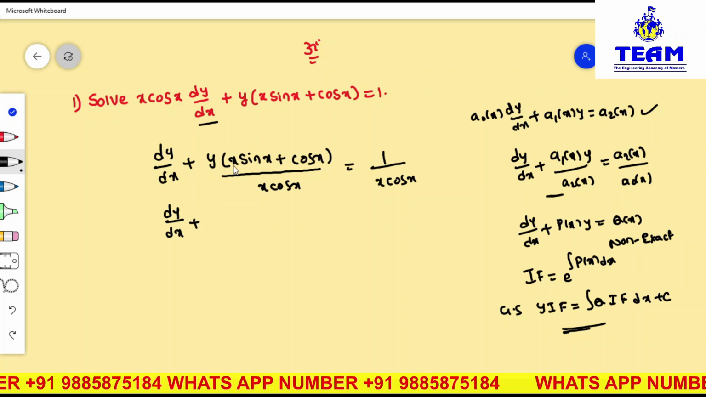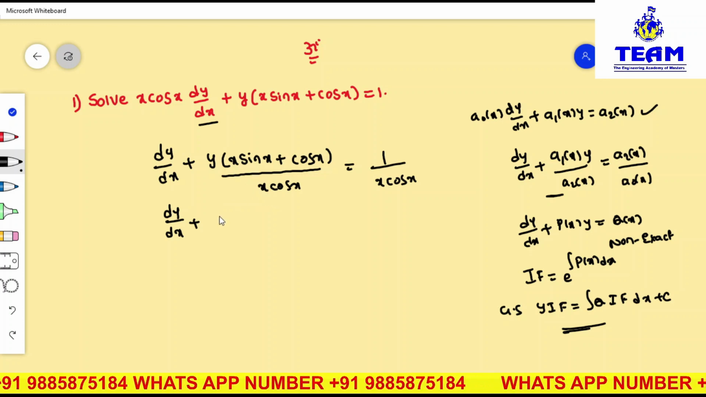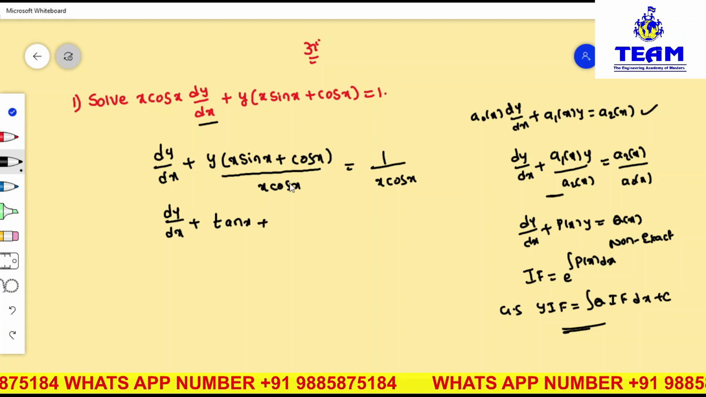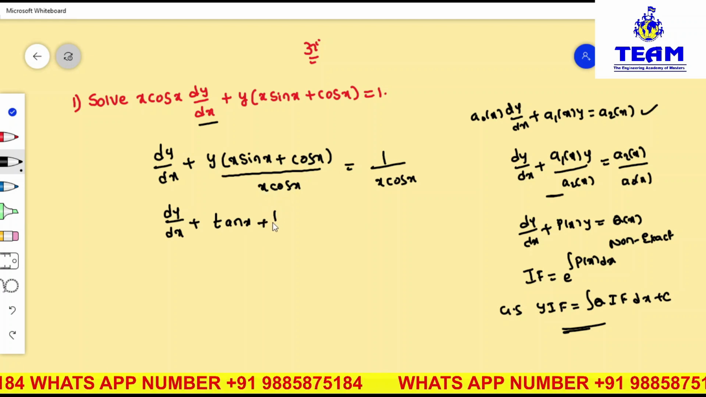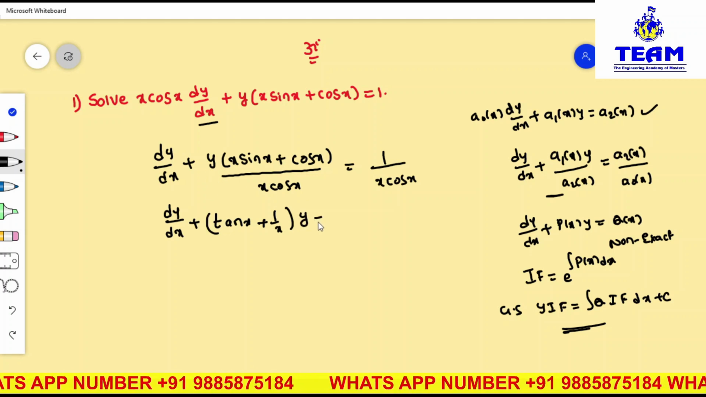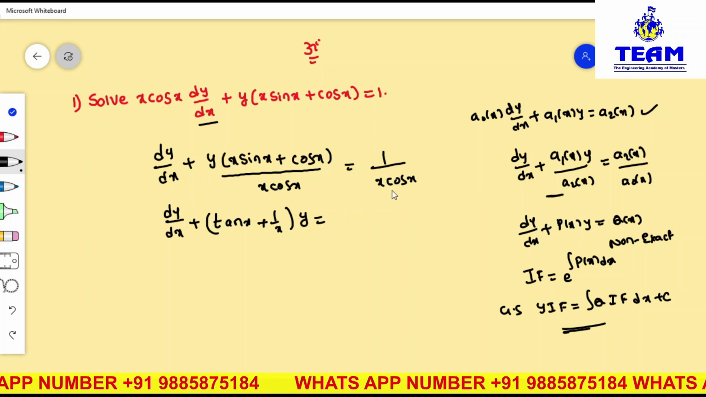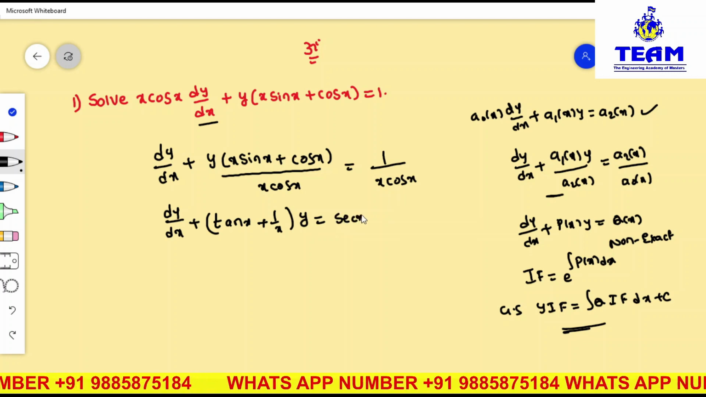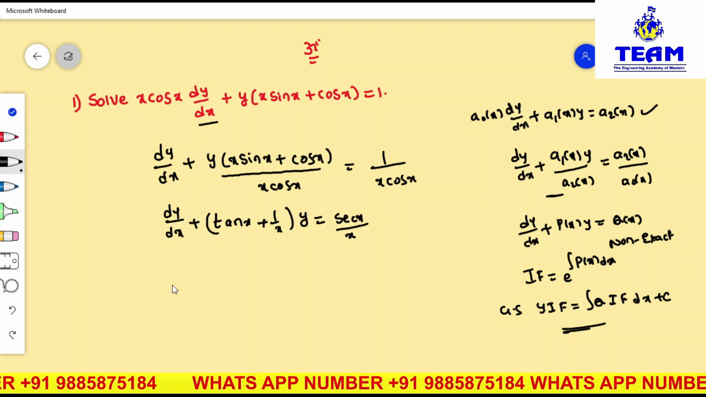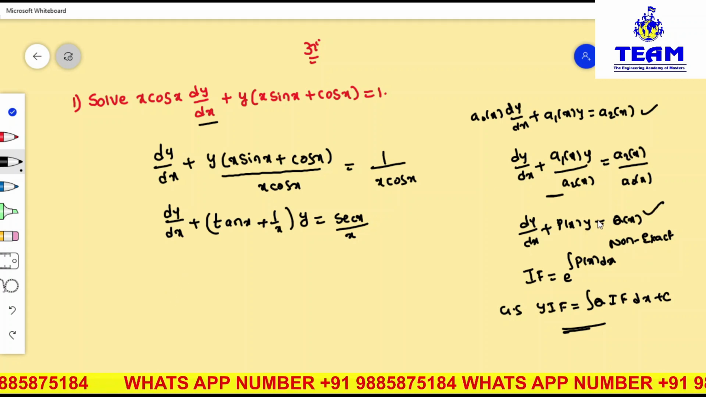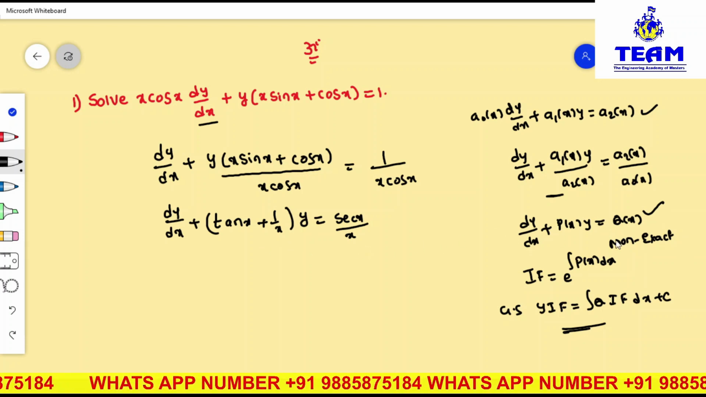Now you see friends, x gets cancelled, and sin x by cos x is nothing but tan x. Here cos x gets cancelled, and the remaining term is 1 by x, times y, equal to 1 by x cos x. 1 by cos x you can write as sec x, so sec x by x. Now this is in the standard form, like this. Now this is a non-exact differential equation.